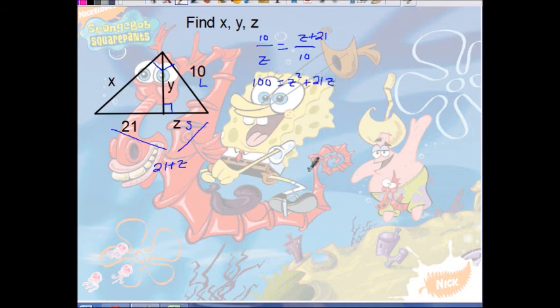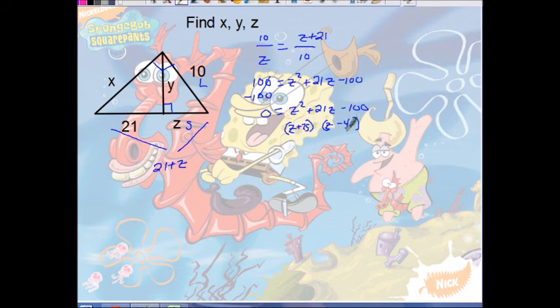Now, we have a quadratic. We have a squared piece and a plain variable. In order to solve that quadratic, it has to be set equal to 0. So we're going to subtract 100 from both sides, which leaves me with 0 equals z squared plus 21z minus 100. And we need to solve this by factoring. So I'm going to make two parentheses, z's in the front of both. And what two numbers that multiply to give me negative 100 add to give me 21? Hopefully you said positive 25 and negative 4.